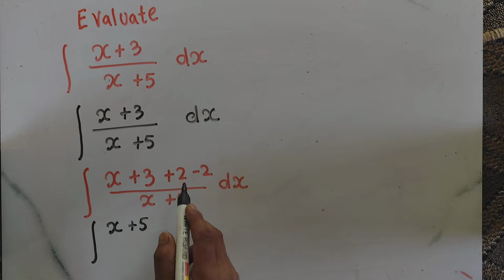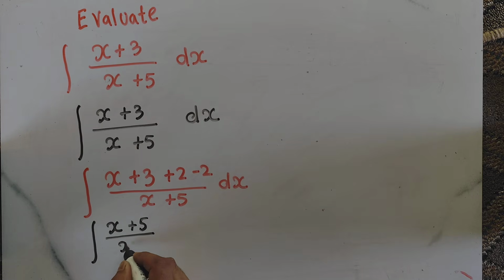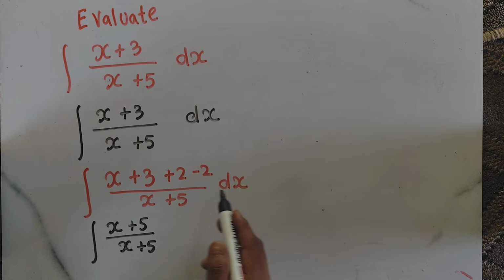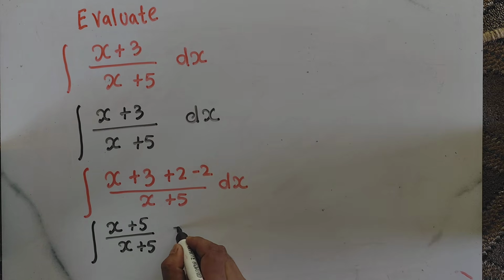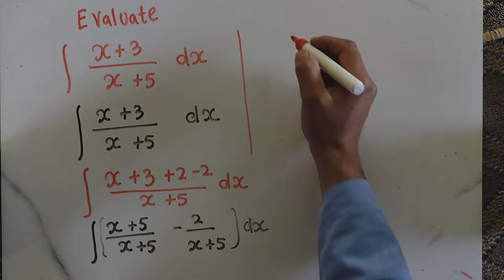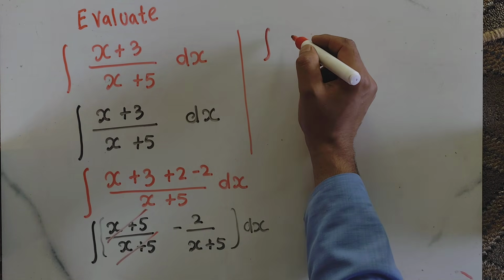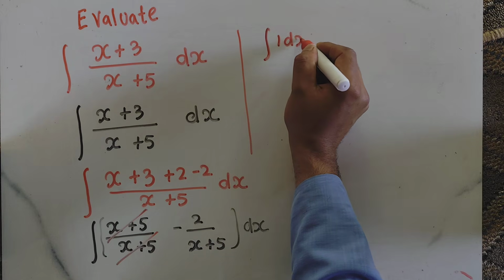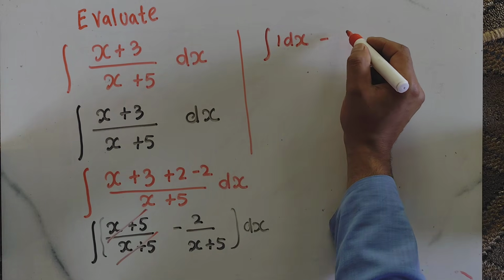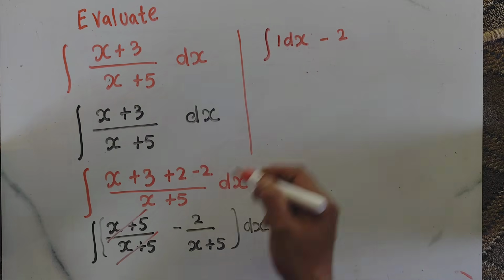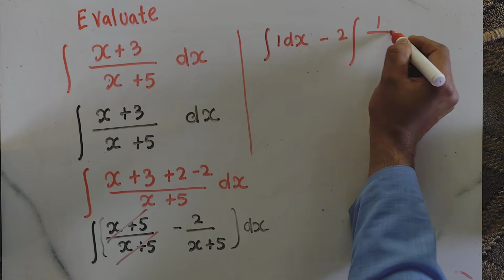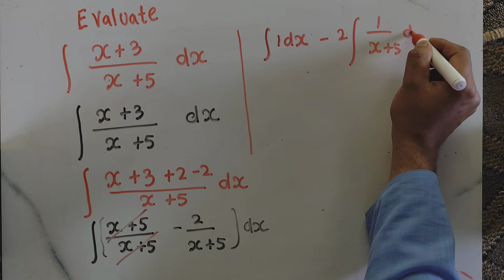Then let us divide it by x plus 5 here. Okay, I am expanding it here, so then we have minus 2 divided by x plus 5, and we need to evaluate it with respect to x here. That means this term gets cancelled, so we have the integral of 1 dx, then we have minus 2, let us take minus 2 common, so we have here 1 divided by x plus 5 dx.